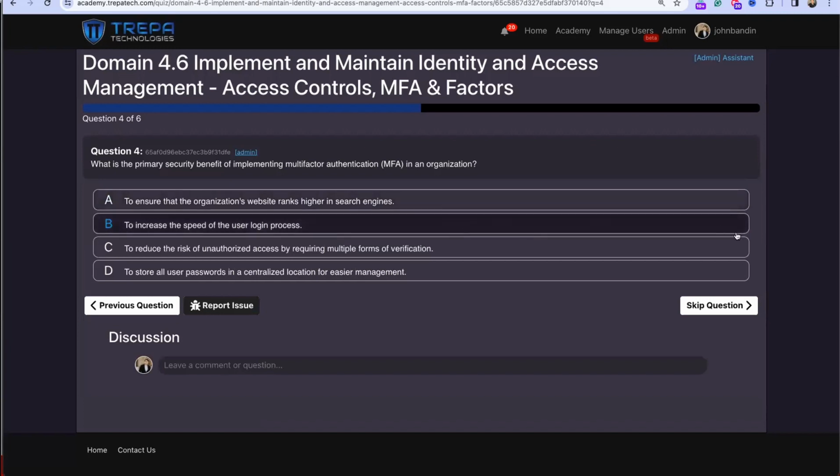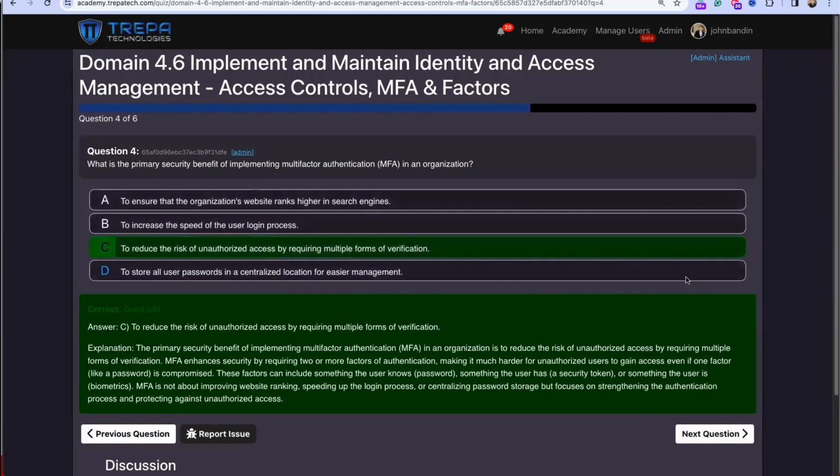Question 4. What is the primary security benefit of implementing multi-factor authentication in an organization? Obviously, we're reducing the risk of unauthorized access. We're protecting ourselves from credential harvesting and any sort of password or user attacks like brute force and dictionary attacks.